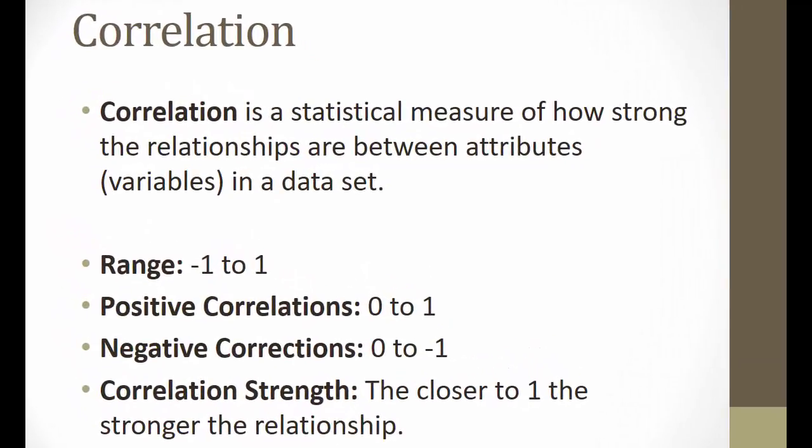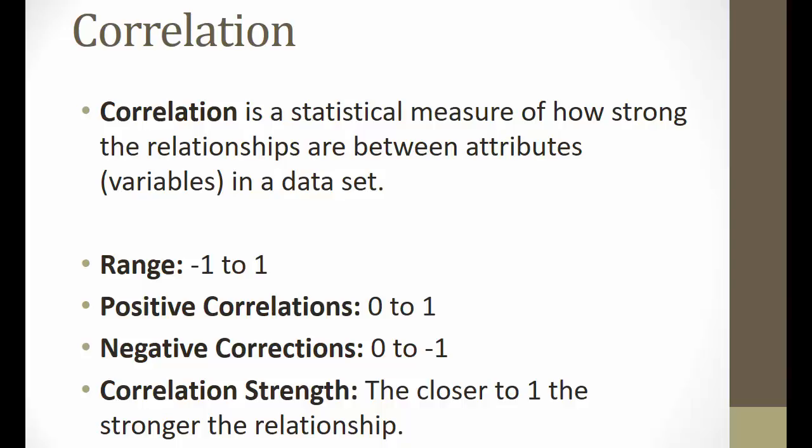So what is correlation? It is a statistical measure that tells you how strong the relationship between two attributes or two variables are in your dataset. It ranges between -1 to +1. The correlation coefficient measures the strength of a relationship by looking at how closely the data falls along a straight line.